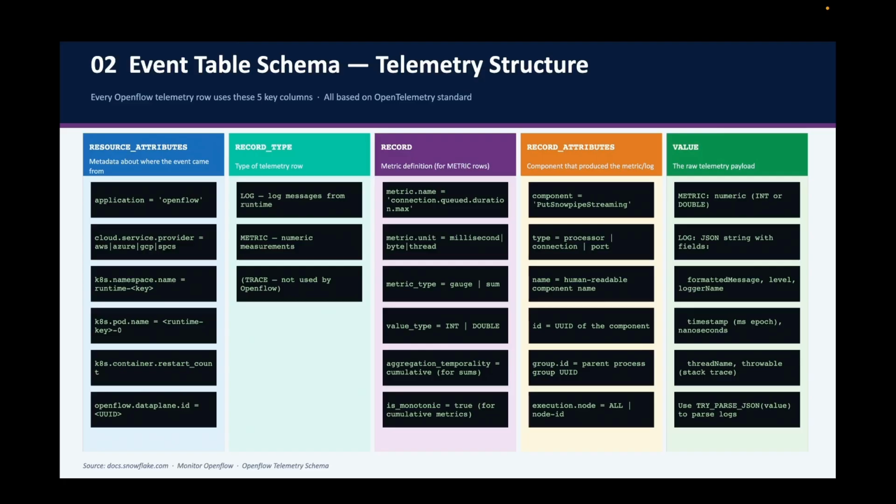So this is a slide that represents what are the columns within an event table schema, and different attributes are different rows within a particular table with some examples.